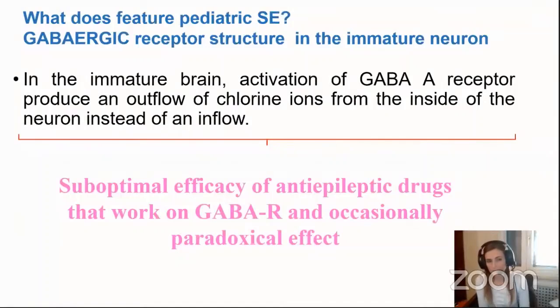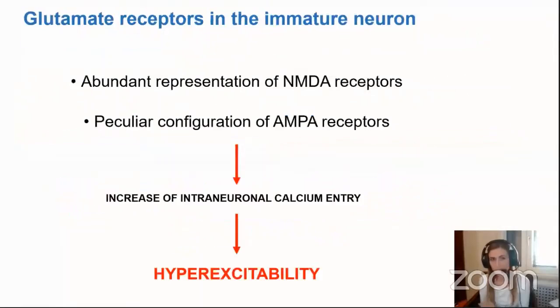If we talk about pediatric age, we have special structural and functional aspects that need attention. One of them is the GABAergic receptor structure in the immature neuron, which has been shown to produce an outflow of chloride ions from the inside of the neuron instead of an inflow. This leads to hyperexcitation of the neuron, with suboptimal efficacy of anti-epileptic drugs and a paradoxical effect with benzodiazepine treatment.